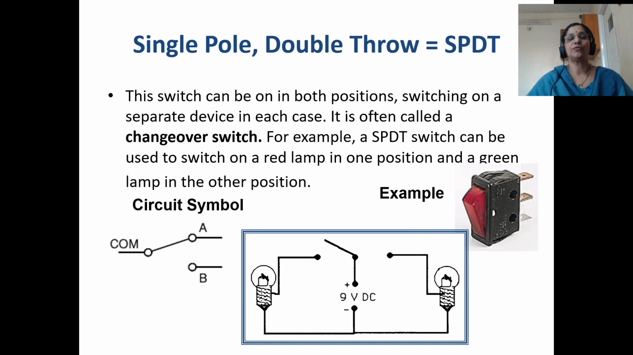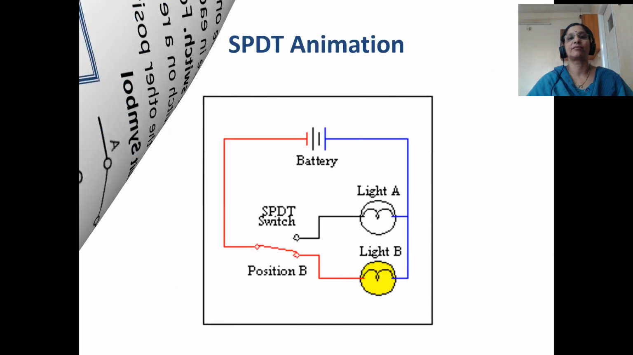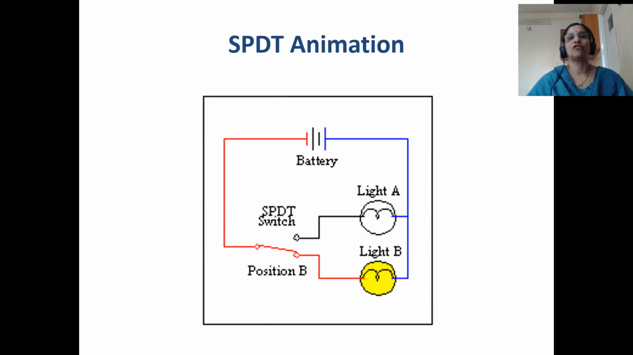The other type of switch is single pole double throw, SPDT. This has one pole and two throws. This is an animation for a switch which is controlling two lights, light A and light B. With the switch in one position, one light is on, the other is off. Which light is on and which is off depends on the position of the throw.